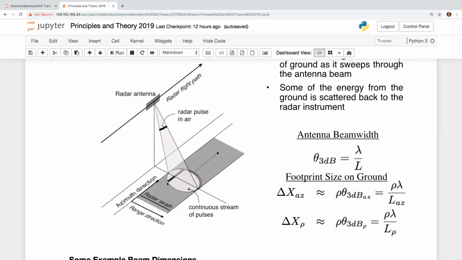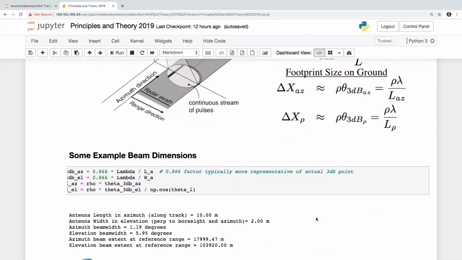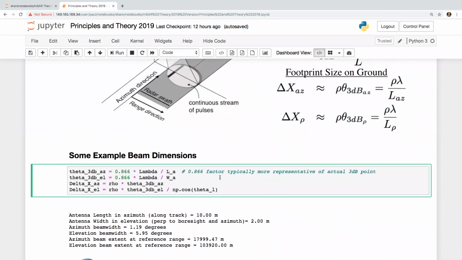But the resolution in the other dimension is defined by the antenna beam itself. So let's look at that. The footprint size on the ground is basically given by the range times the beam width. So range times the 3 dB beam width in azimuth is that formula, and range times the 3 dB beam width in elevation is that formula. We have a few examples down here, and you'll note I threw in a 0.866 factor in front to be a little more representative of what the actual 3 dB point is in an antenna beam.